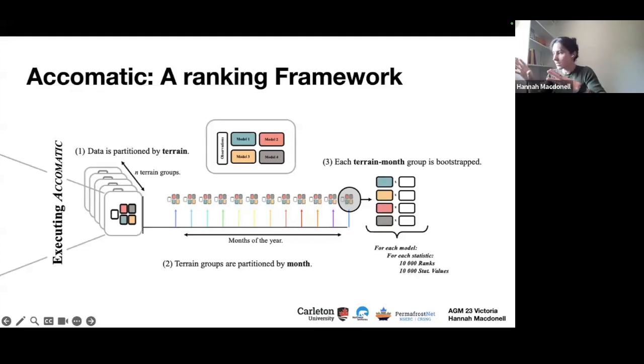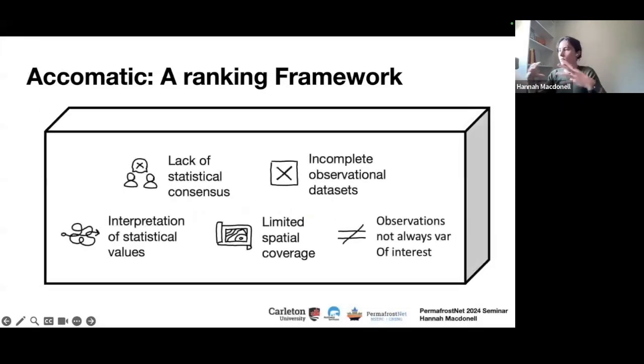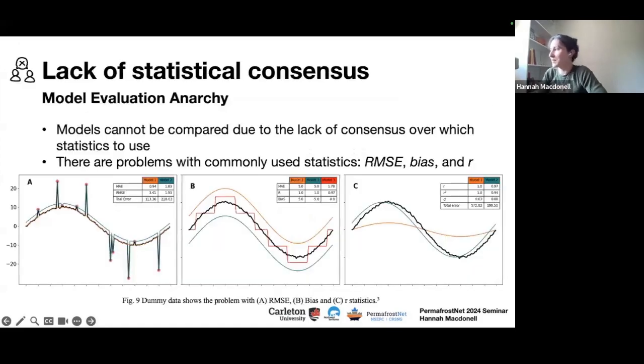And so if this is unclear, don't worry, we're going to come back to it. I'm going to go through each of these decisions a bit painstakingly, but I thought this was a good visualization to start off with. But ultimately, Acomatic was designed to really address these barriers that I identified earlier. So what are these things that are limiting our ability to test models in permafrost simulation? I'm going to speak to each of these and how we think that Acomatic as a software addresses some of these. And I really hope you like these slide transitions. They were fancier than I was expecting.